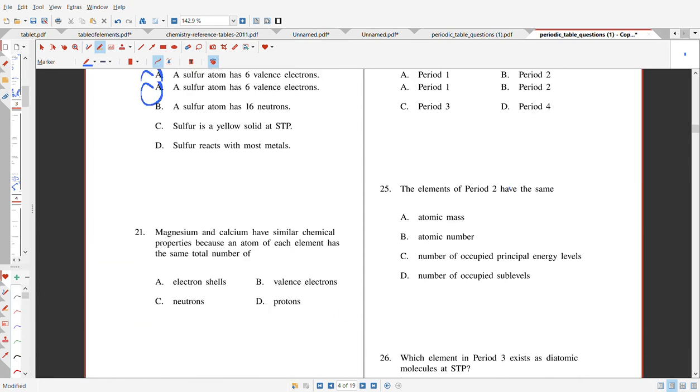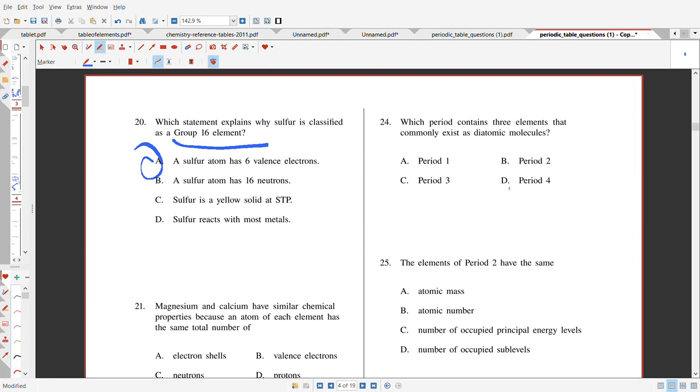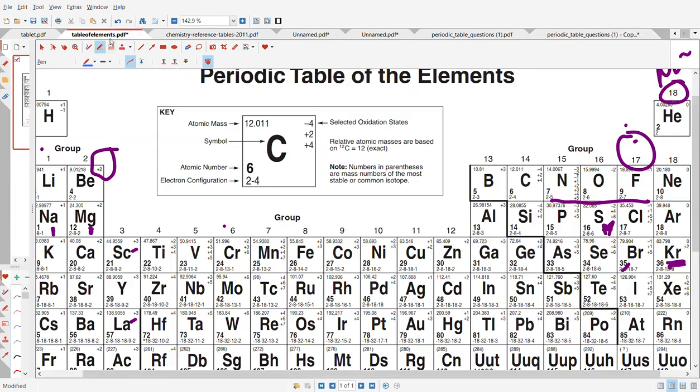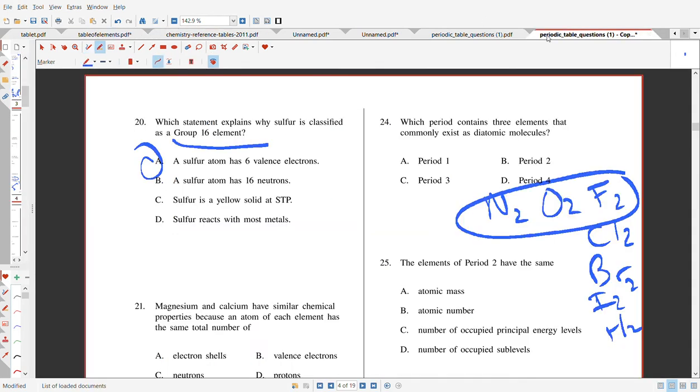This over here. Which period contains 3 elements that are diatomic? You have to know all the diatomic elements, and here they are. There's 7 of them. And we want the period with the 3, and it's right there, N, O, and F. And if we look, what period is that? This is period 1, period 2, period 3. So it looks like period 2 has N, O, and F. But you see how you have to really refer to your table?